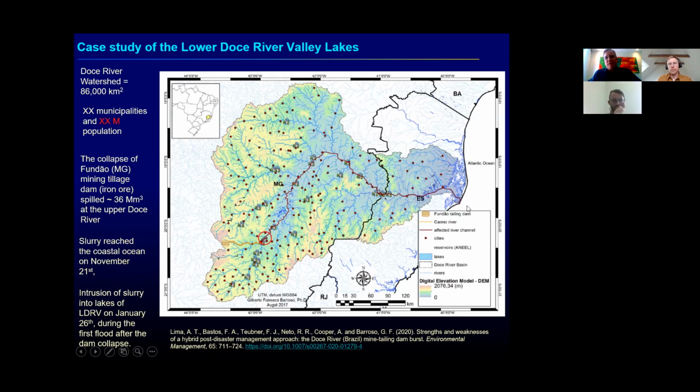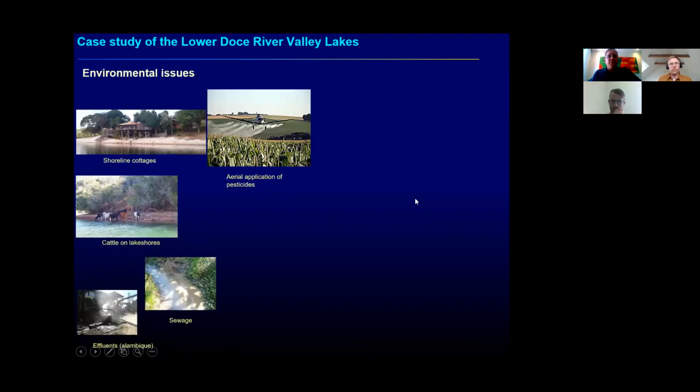The disaster happened on November 5, and the slurry reached the coast on November 21st. On the way down to the coast, it changed a lot about the ecology and limnology of the rivers and also the coastal lakes. The intrusion of slurry into the lakes of the Lower Doce River Valley occurred in January 2016, during the first flood after the dam collapsed. So the Lower Doce River Valley is this part of the basin here, where we have a collection of different lakes. I'm going to show you.